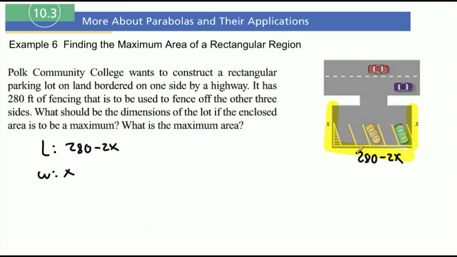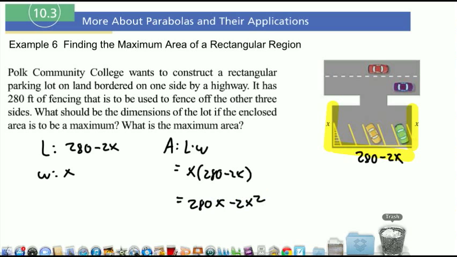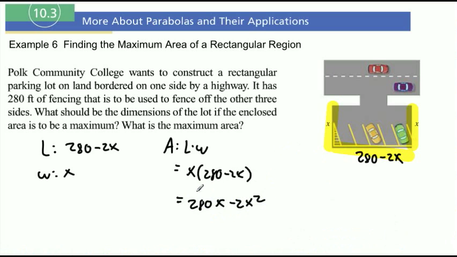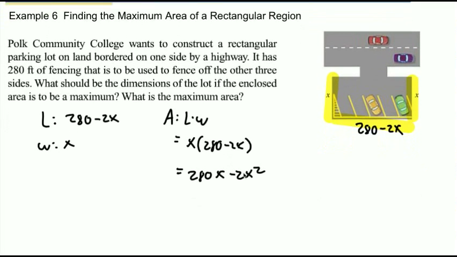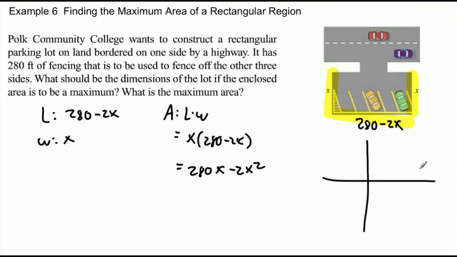So if I want to find the area of this, well, the area is just length times width. Well, that's easy, right? So that's x times 280 minus 2x. And doing the distributive property, we'll get 280x minus 2x squared. Okay, so this is the area of this rectangular parking lot. So check this out here. This is just what I want to show you real quick. If you graph this on a graphing calculator, it will look something like this.